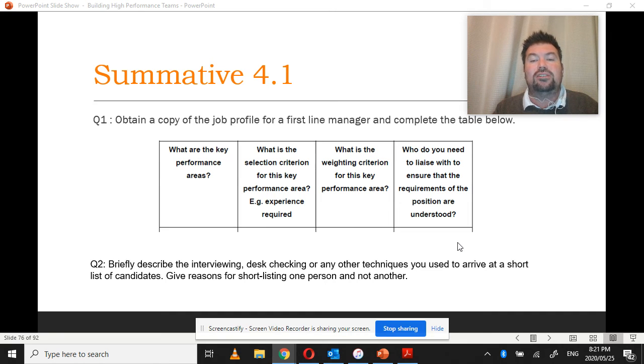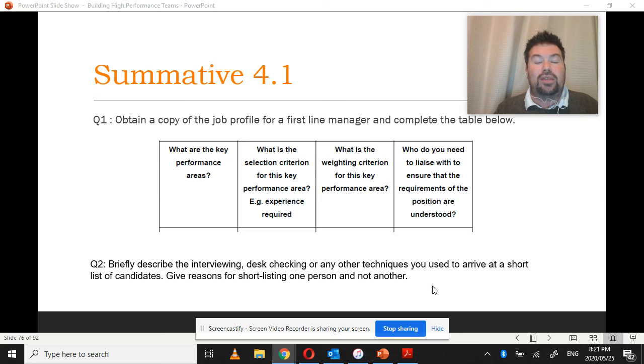Then who do you need to liaise with to ensure the requirements of the position are understood? So they might be reporting into the financial manager. You might need to speak to the financial manager so that you know the full aspect of what this person needs to do. So tell me who you need to liaise with in order to understand the requirements of the position. Okay, so there's 4 areas that you've got to fill in based on the job profile that you've received.